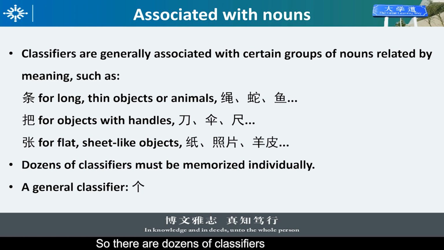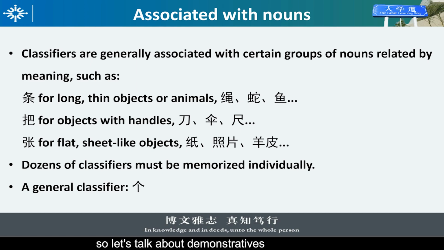So there are dozens of classifiers. This is pretty difficult to learn, to study as a foreign language speaker. You need to memorize them individually, okay? But there's a simple one. There's a general classifier, 个. In most cases, it can be used in many different situations. 一个人, 一个桌子 sometimes can be acceptable, okay? Even though it sounds strange.